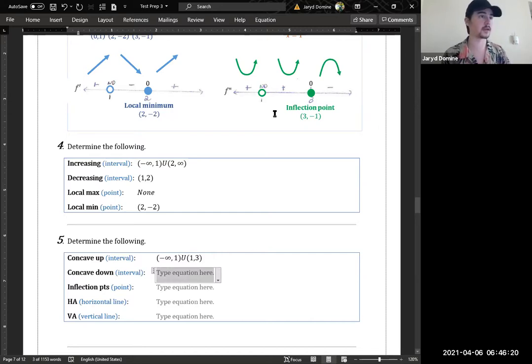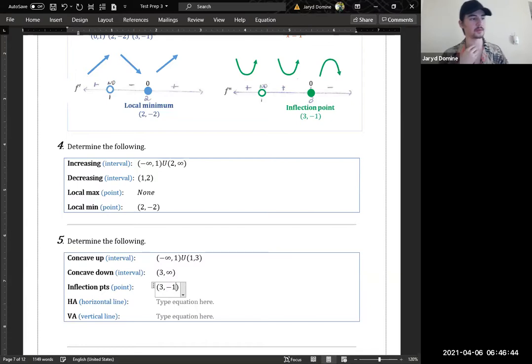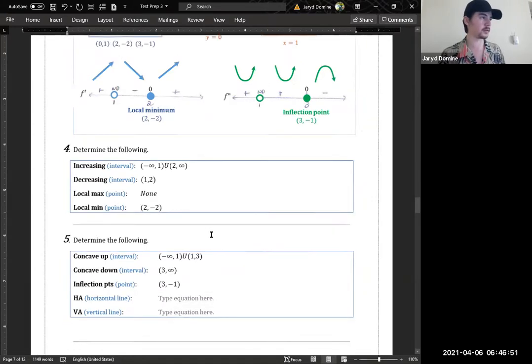For concave down, that's just where it's negative. So that's 3 up to infinity, the right segment. Inflection points, that's where it's changing from concave up to concave down, or the other way around. So there's one at 3, -1. We get that from the table. So we're done with the sign charts.